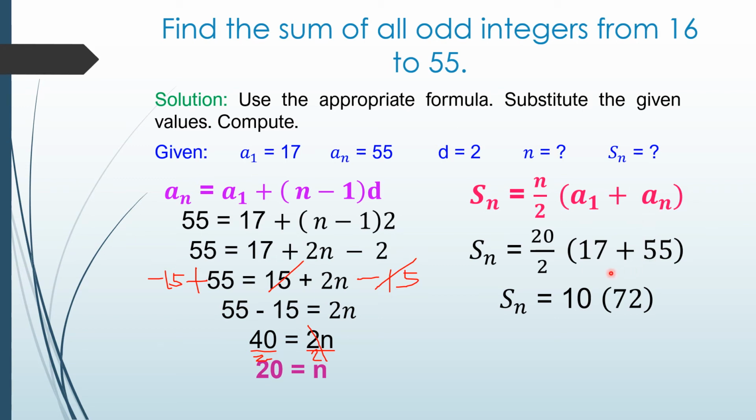So, i-simplify muna natin yung ating grouping symbol. 17 plus 55, that is 72. And then 20 divided by 2, that is 10. Let us multiply this. We will get the sum of the first 20 terms is equal to 720.